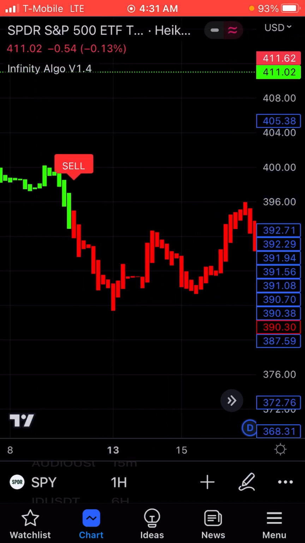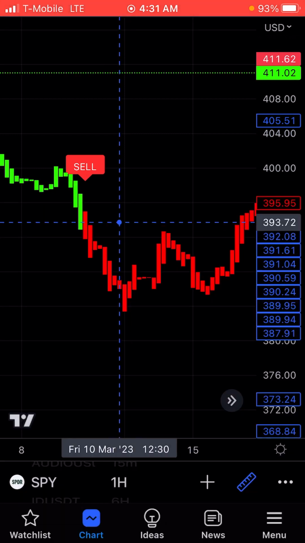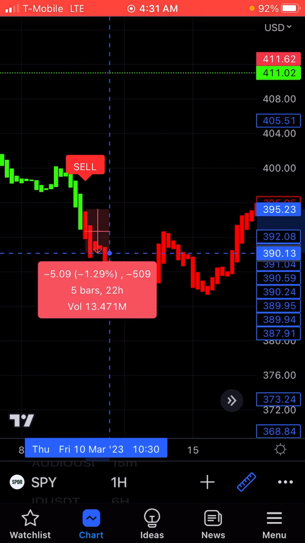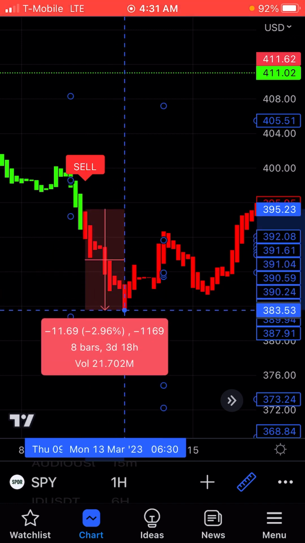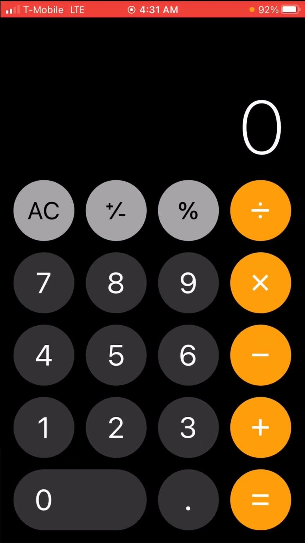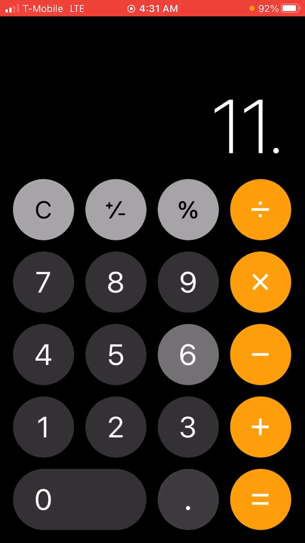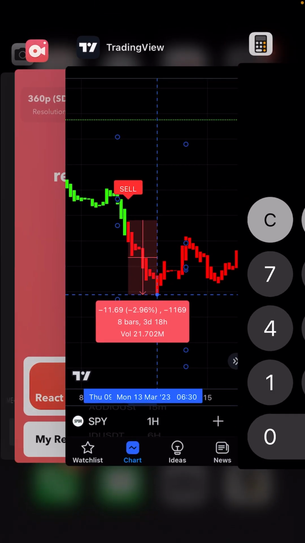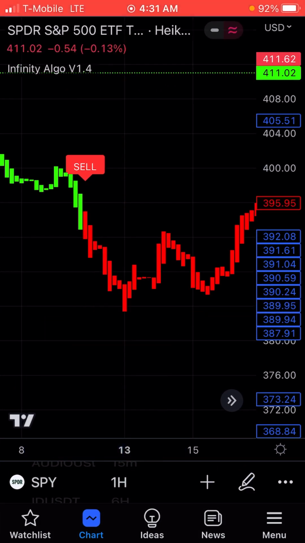I can't read it. Let's see. To go back from about here where it points out to down here in the bottom, this is an $11 difference in price, which means that move right there would have been about a $584 move right there.